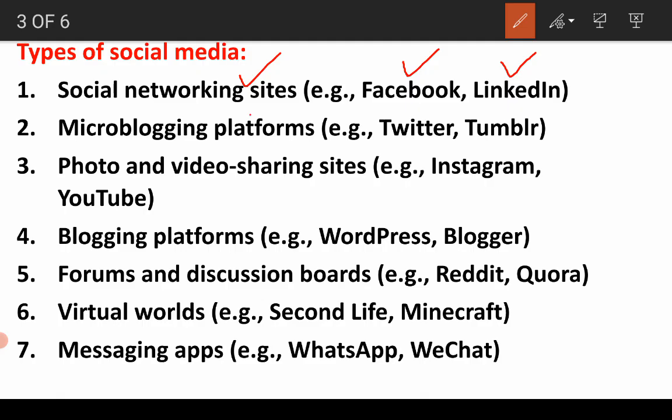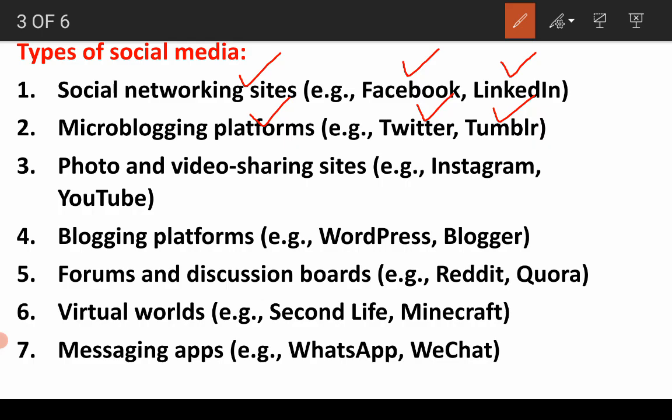Then we have what we call microblogging platforms. This is where you can create blogs. You can create content on a smaller scale. Examples include Twitter, Tumblr, and others.